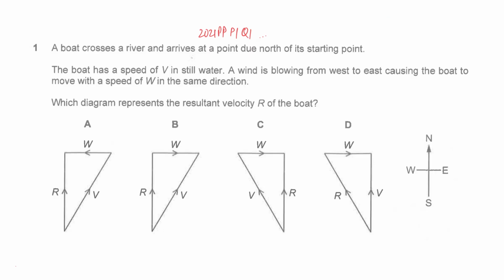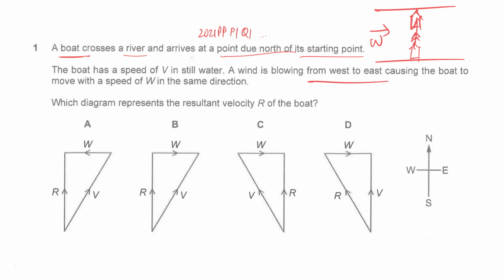Now for this third question here, it's a bit tricky. I was thinking that it's just like question 1, but it's not. Now let's take a look here. A boat crosses a river and arrives at a point due north of its starting point. So this is the river bank, and the boat initially is here, and the final position of the boat is over here, meaning to say that is the resultant. There are two velocities involved here. One is the wind, blowing from west to east, W, and there's the speed of the boat due to the engine, V.